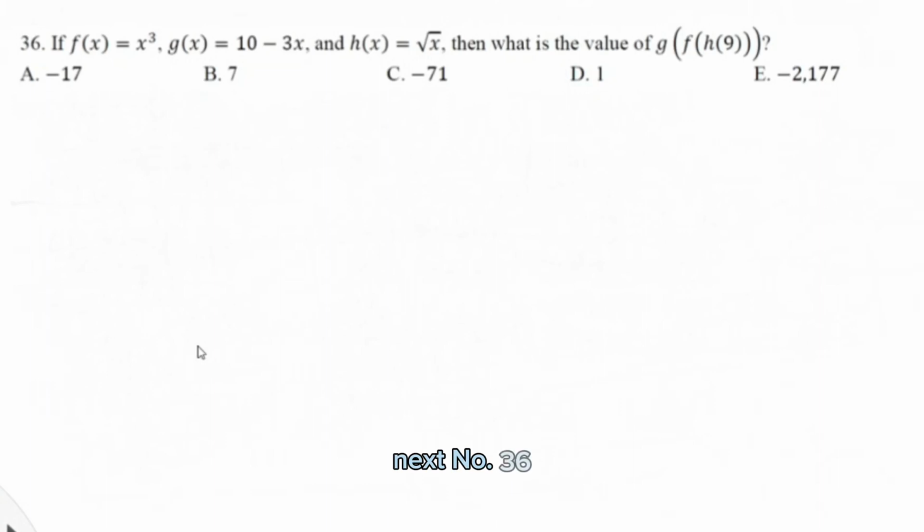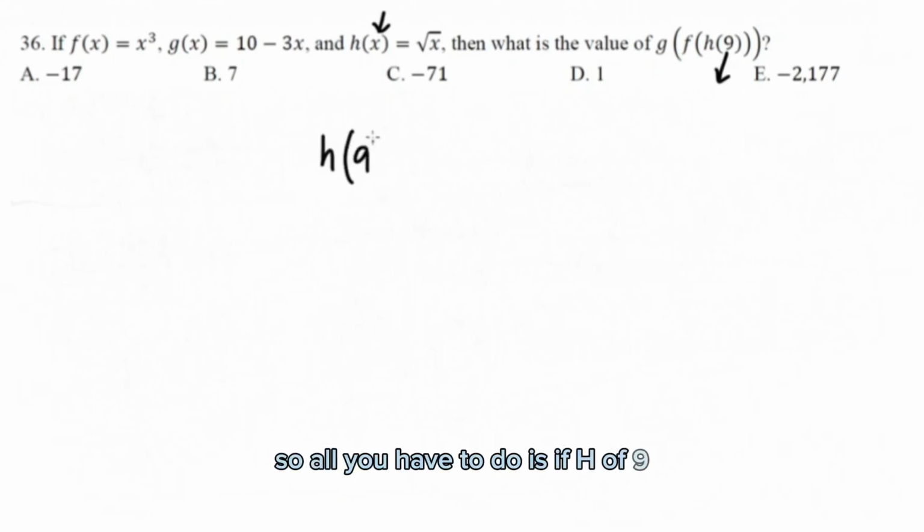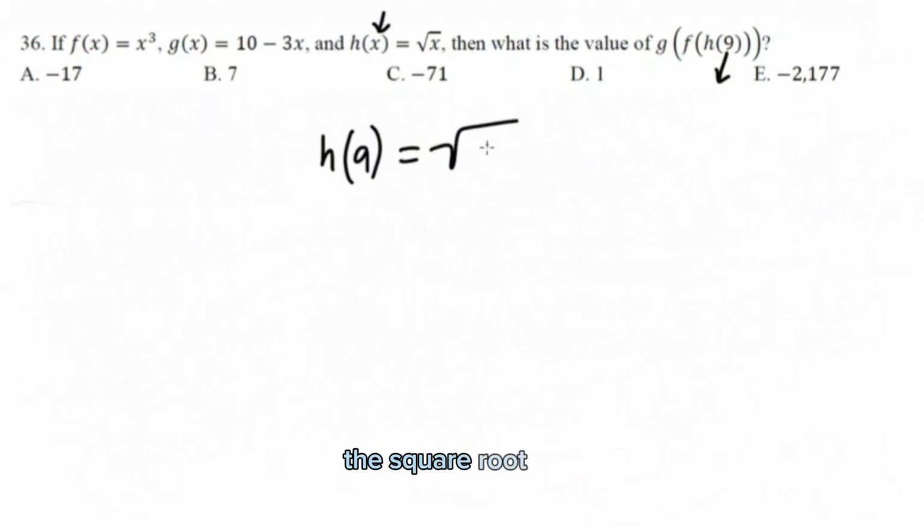Next, number 36. If f of x is equal to x cubed, and g of x is equal to 10 minus 3x, and h of x is equal to the square root of x, then what is the value of g of f of h of 9? Alright, so these are three different functions. So we have h of 9. In this case, the 9 is taking the value of x in the h function. So if h of 9, then that's just the square root of 9, which is 3. So that means this entire thing simplifies to 3.